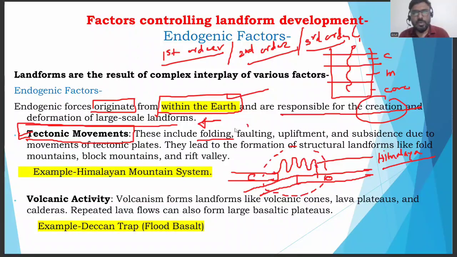Faulting could happen because of tensional force, because of tension created on the lithospheric plates, because of convergence or divergence, right? Even sometimes upliftment also happens. Upliftment and subsidence processes also happen because of tectonic movements or tectonic effects, right?